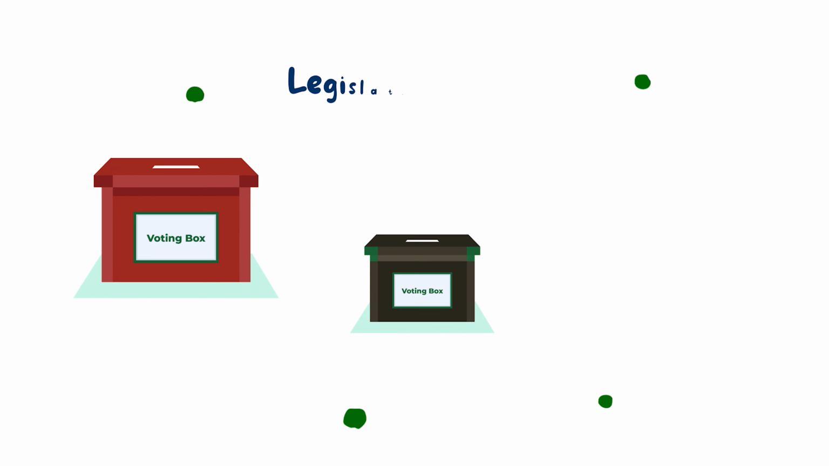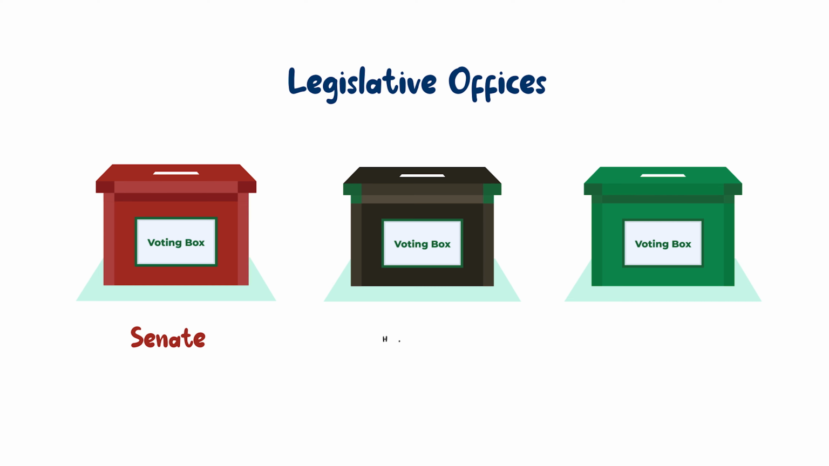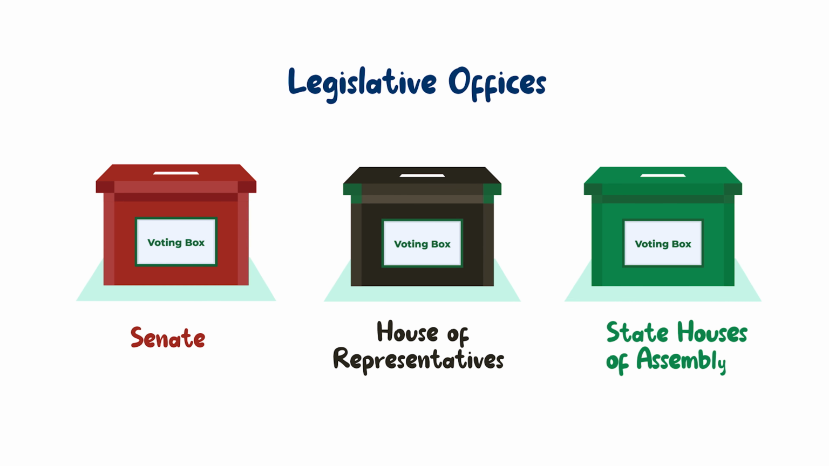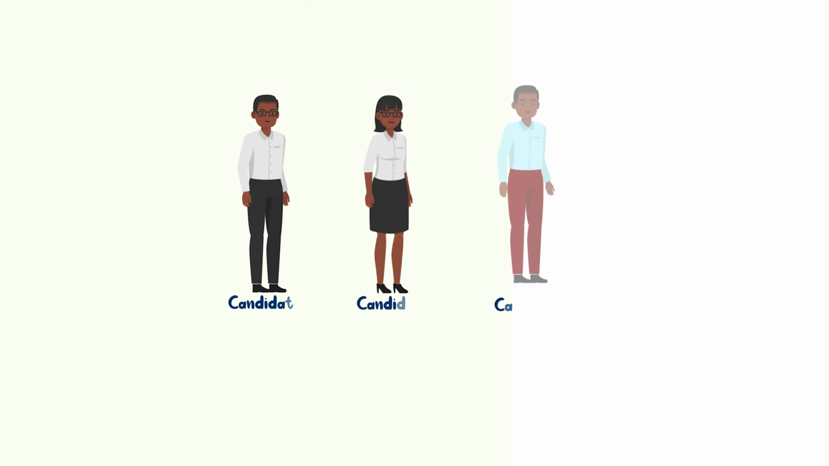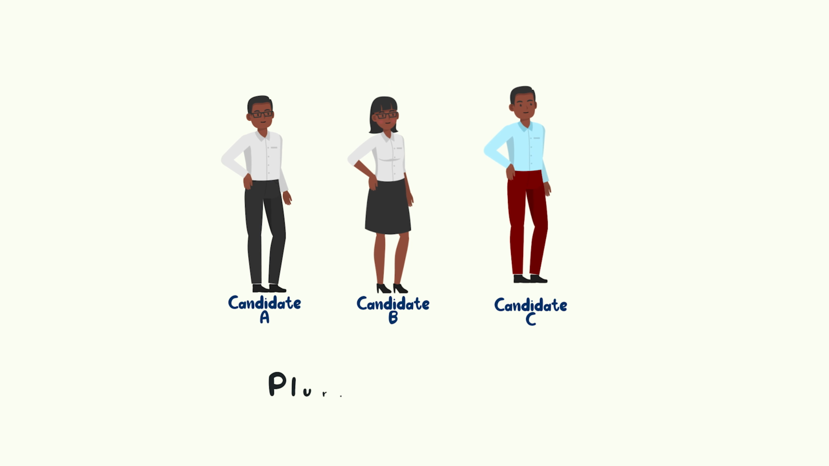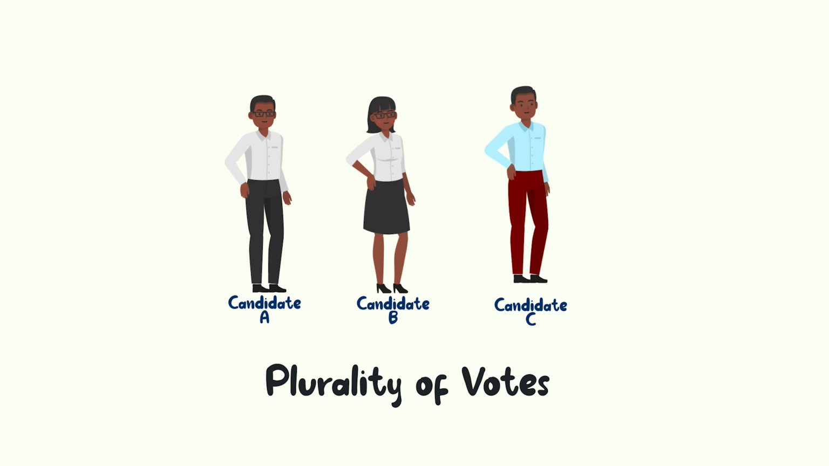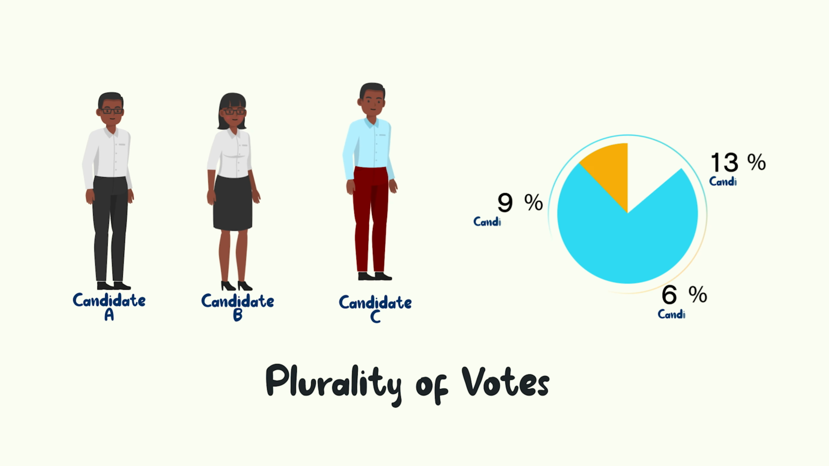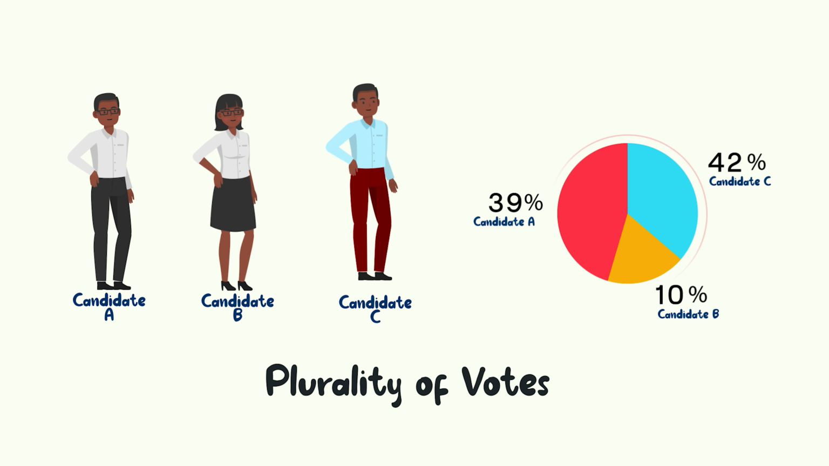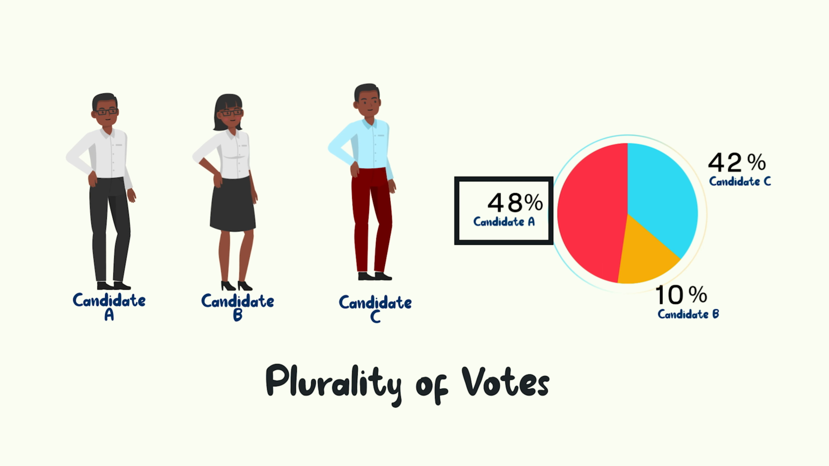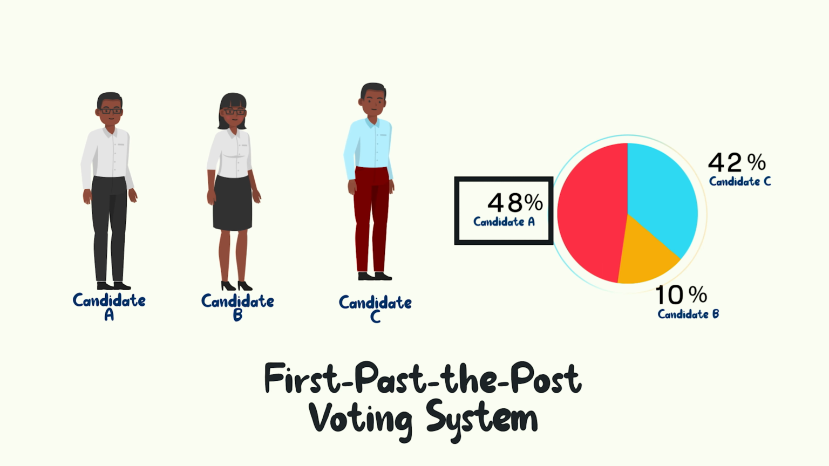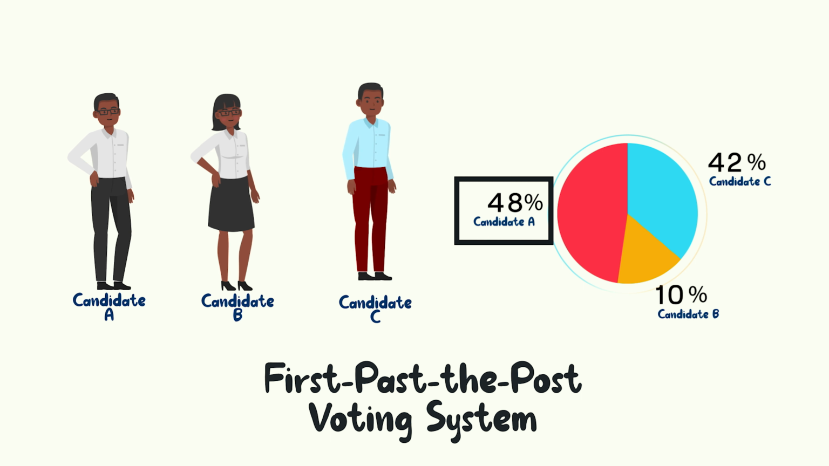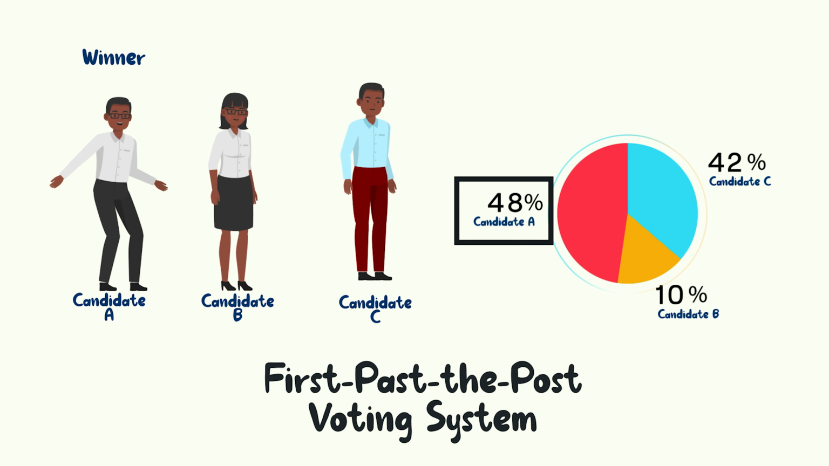To win elections for legislative offices such as Senate, House of Representatives, or even state houses of assembly, a candidate only requires to win by a plurality of votes. This means that a candidate who scores more votes than any other candidate in the constituency wins, even if he or she gets less than 50% of the total votes cast. This is also known as the first past the post voting system. Whoever gets past the post first is the winner.